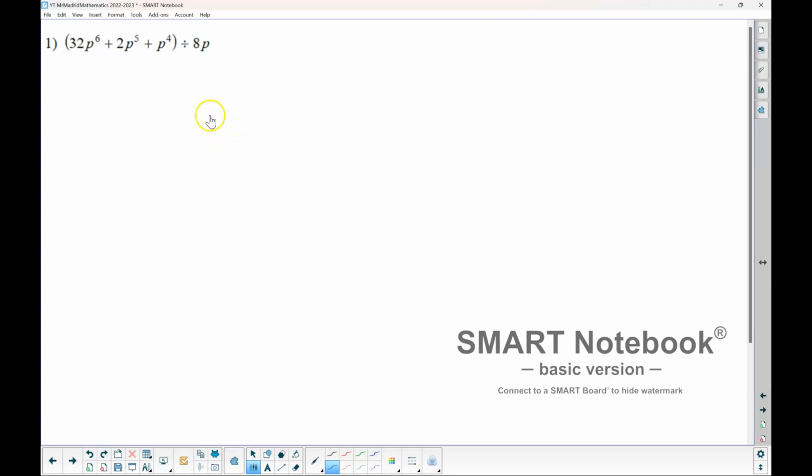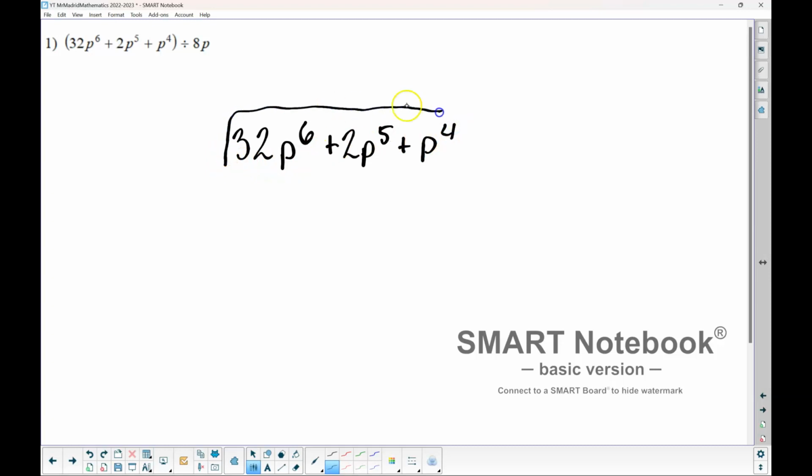Now, notice that you've got this trinomial being divided by 8p. Another thing you want to notice is that you have the exponents written from largest to smallest, and if there's any gap, you put a 0. So let's see what this looks like: 32p to the 6th plus 2p to the 5th plus p to the 4th. Okay, there's our trinomial, divided by 8p.